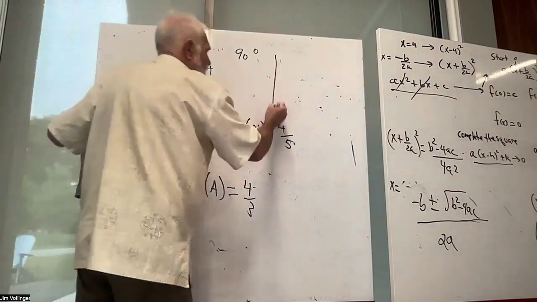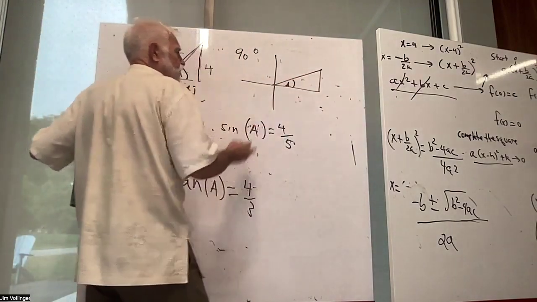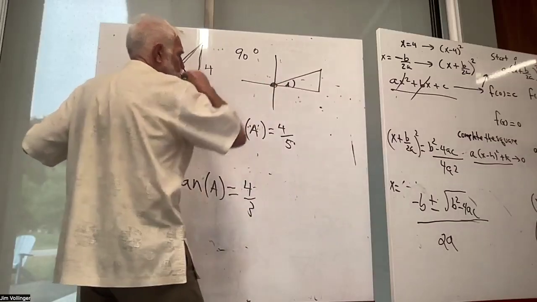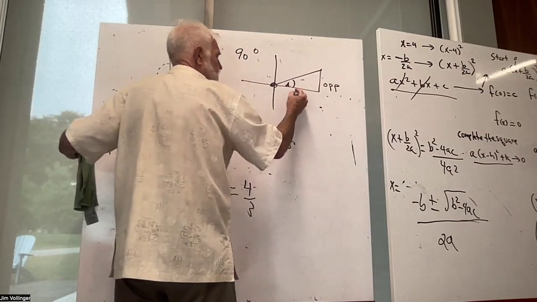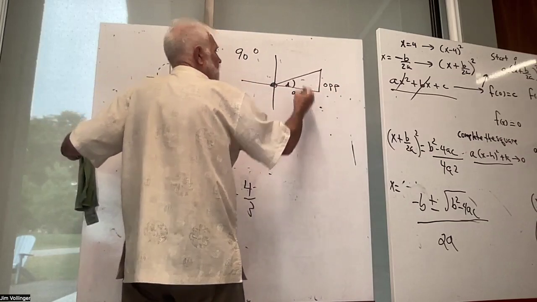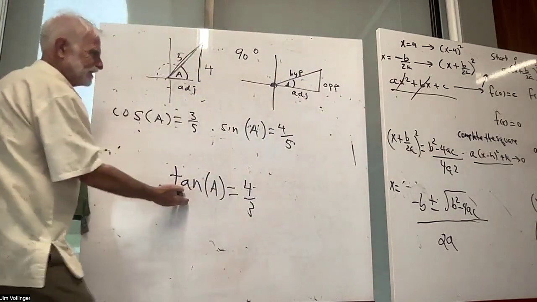So we've got some kind of generic triangle. We've got an angle drawn in standard position connected to the origin. So this is the opposite side to that angle. This is the adjacent side. And this is the hypotenuse. And now that we have that, I think you can tell me what the tangent is.